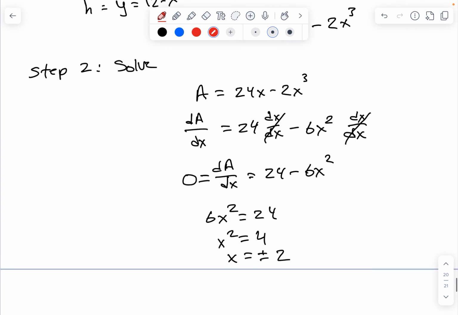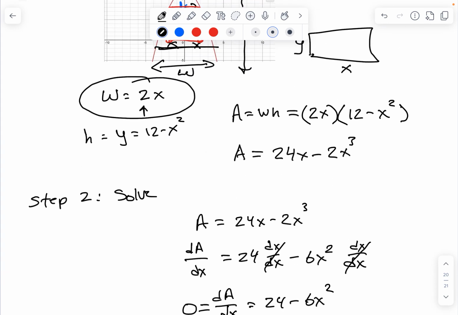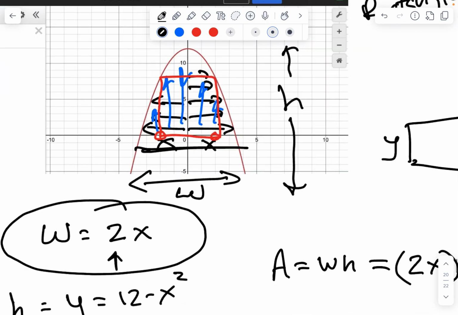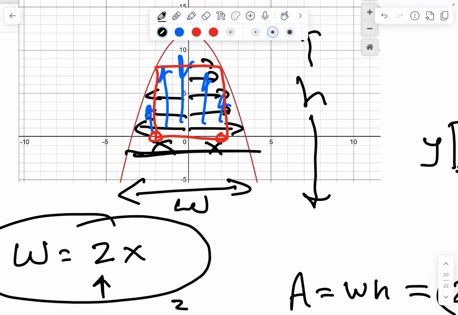So let's plug it back into our width. Let's go into the width part. And we know that width is just 2x. So we're going to say 2x, which can just be 4 because we found that x is 2. All right, now let's go to the height. So width is 4, which again should make sense because our critical points go from negative 2 to 2, so the distance between them is 4. That's our width.